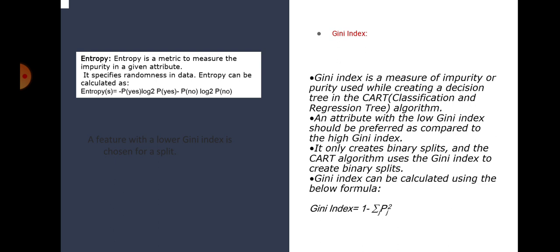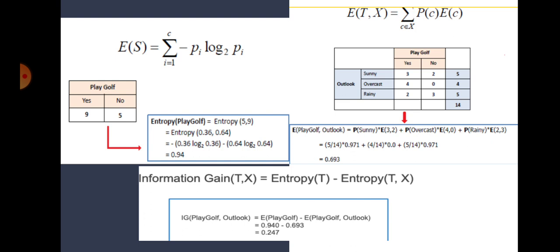The formula for Gini index is given: 1 minus summation of p_j square. Now this is the illustration of how you have to calculate. I told you that Outlook is one of the labels, and the label of Outlook has three categories: sunny, overcast, rainy. Then we have to decide whether to play golf or not. If it is sunny, then yes is 3 and no is 2, total 5 circumstances. Similarly overcast has 4 yes and 0 no, and rainy has 2 yes and 3 no, a total of 5 circumstances. So in all, for Outlook, there are 14 circumstances.